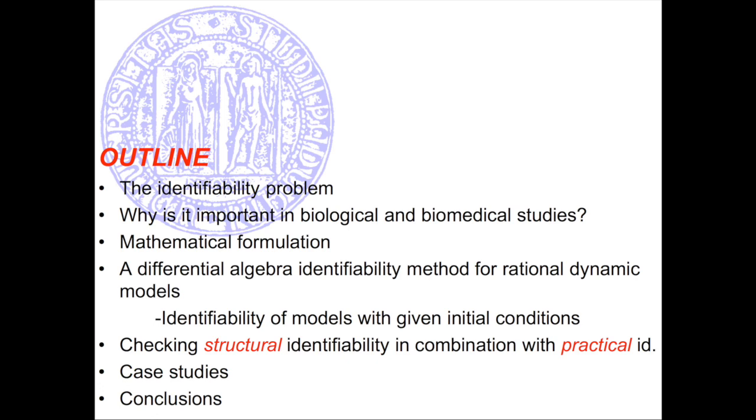Then I will move to its mathematical formulation, and I will show you our differential algebra method that we developed to check structural identifiability of rational dynamic models. Then I will focus on the identifiability of models starting from given initial conditions, because especially in biomedical models, we have systems that start from non-generic initial conditions. For example, for radioactive studies, you have zero initial conditions. So for a model describing the metabolism of a drug, you have zero initial conditions. You have to check some structural properties of the dynamic models before being sure that you correctly perform the parameter identifiability check.